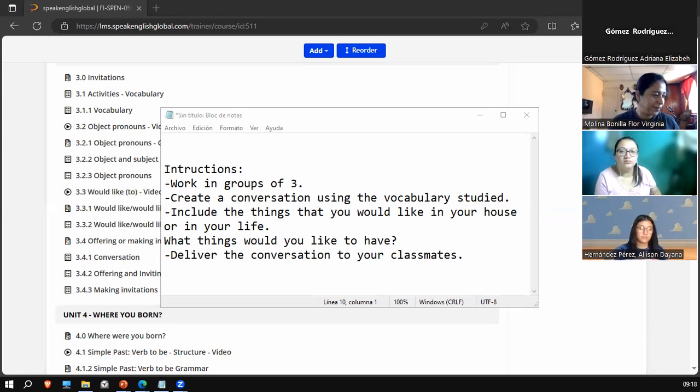I would like a new car. And you, Elizabeth, what would you like to have in your home? I would like a new fridge, and I'd like a big garden and a new sofa. What would you like to have in your life? I would like to complete my studies. I would like to travel. I would like to speak languages.